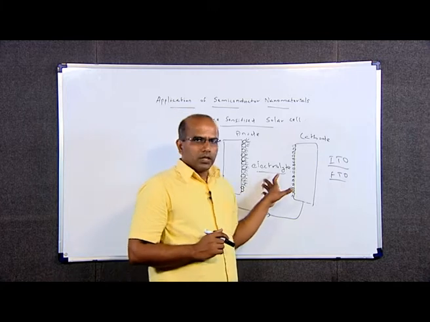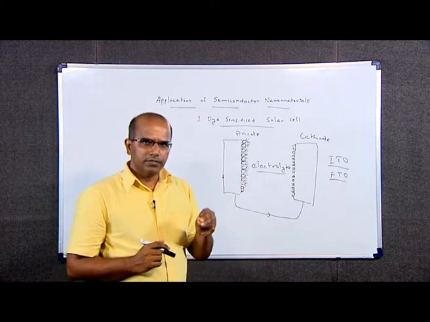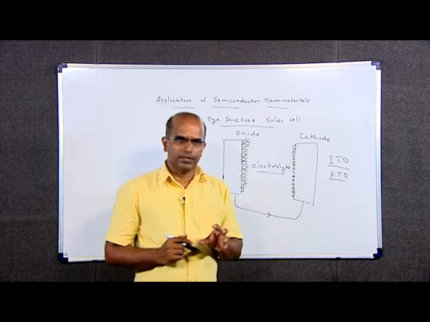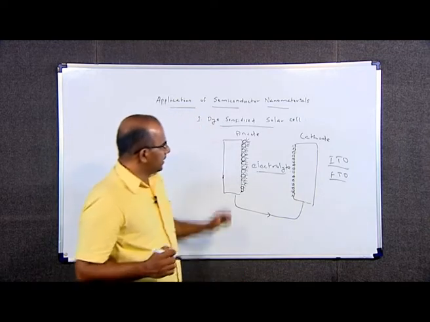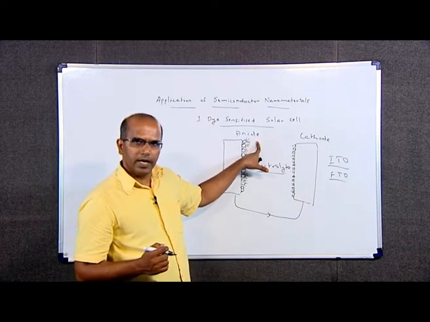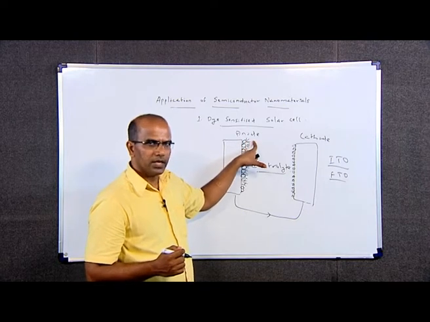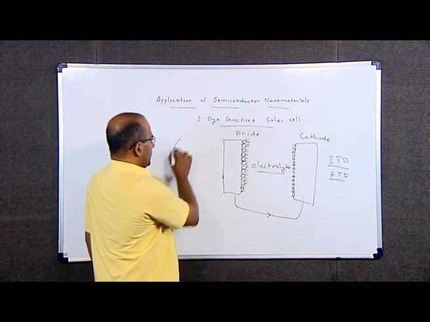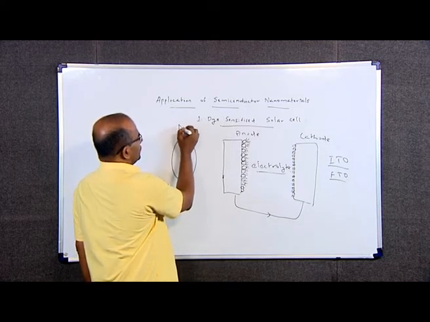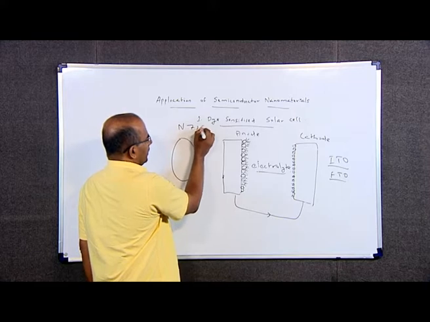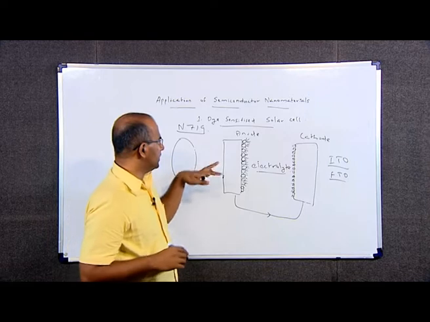Now we can look at the chemistry, how the solar energy is converted into electrical energy. First, the sunlight will fall upon this anode where you have the semiconducting oxide plus the dye molecule. So the dye is an organic compound. Usually the dye used is N719. It's a ruthenium based dye. I will show the structure in the next slide.